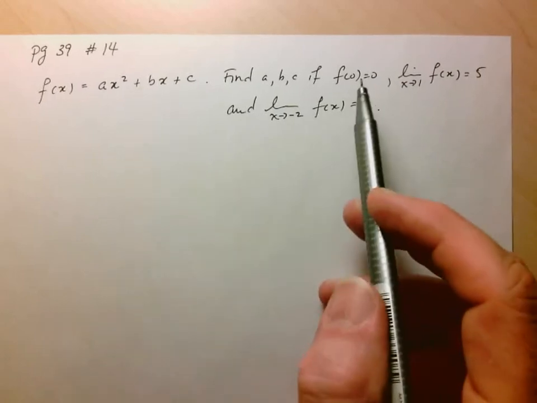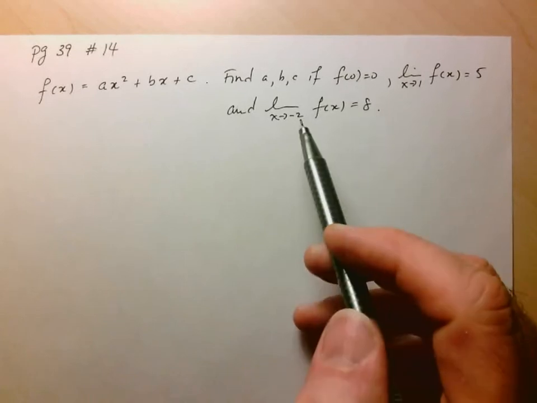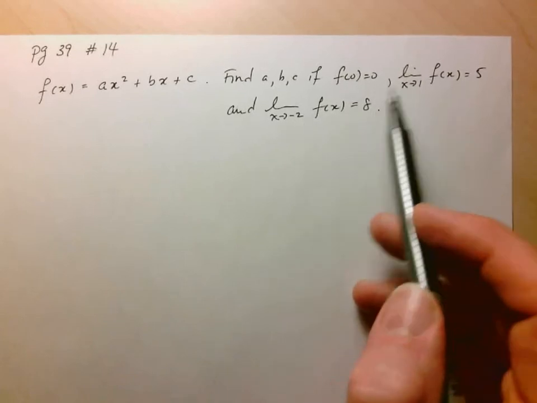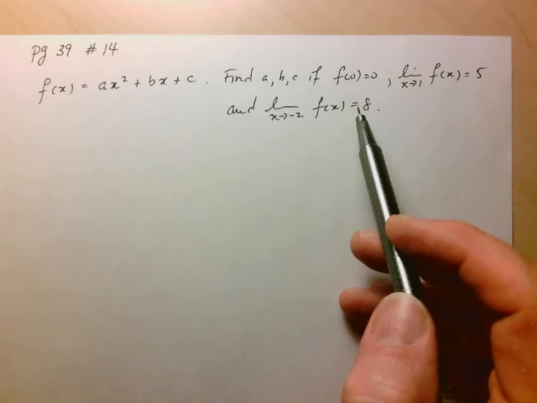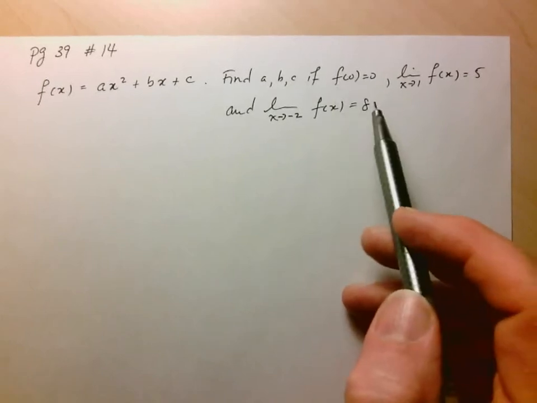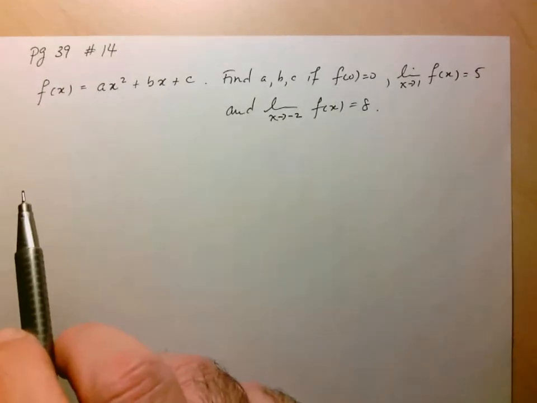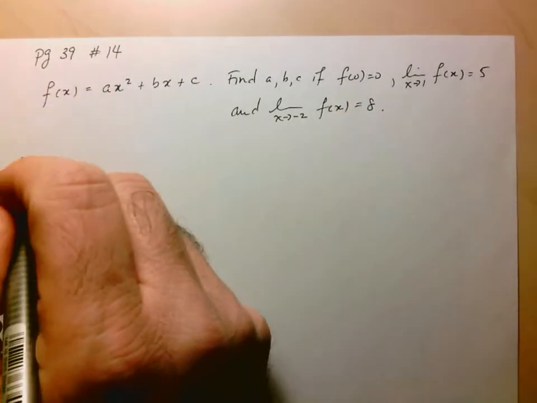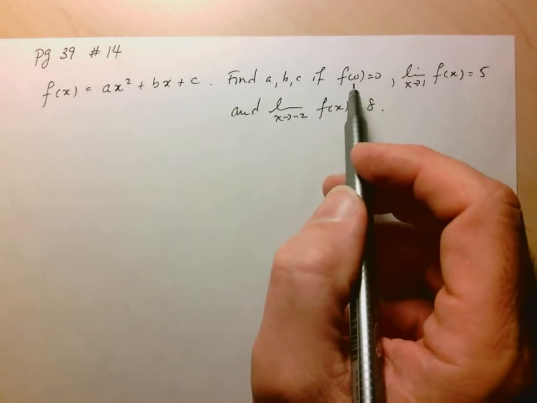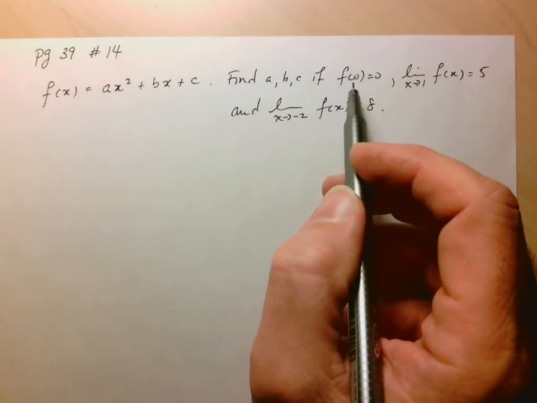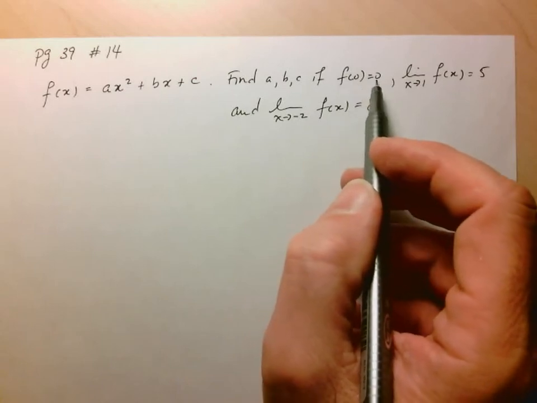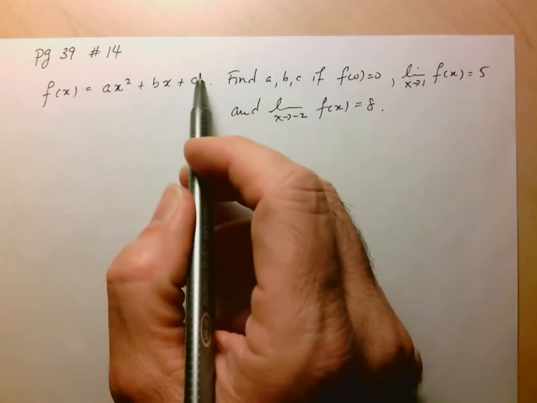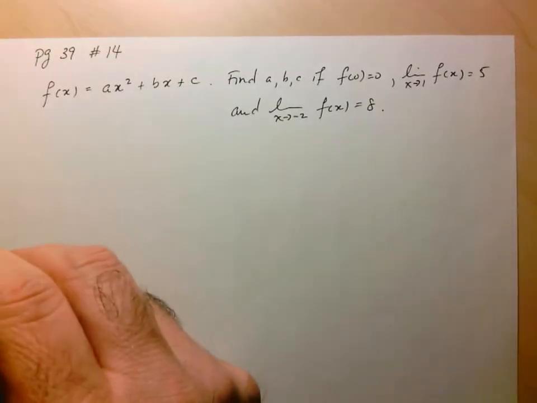So info 1, they tell us that f at 0 is equal to 0, and then they give the value of two limits. So hopefully with these three pieces of information, we should be able to find these three unknowns. So let's start with the first one, f at 0 equals 0. Now, this essentially tells us that the y-intercept is equal to 0.